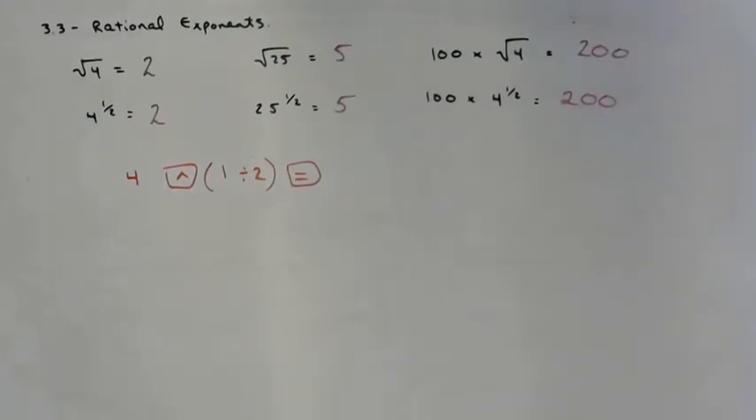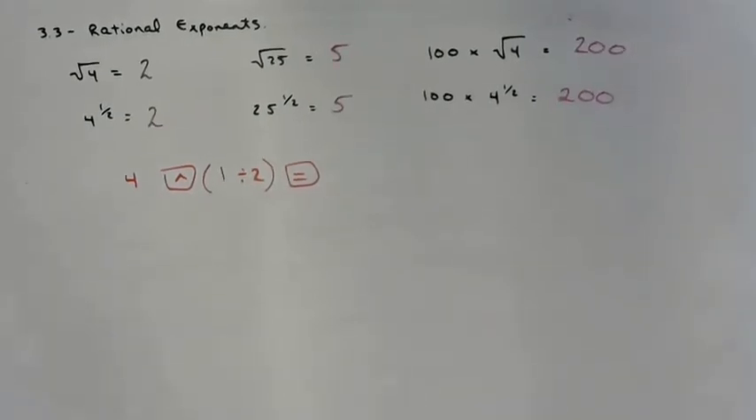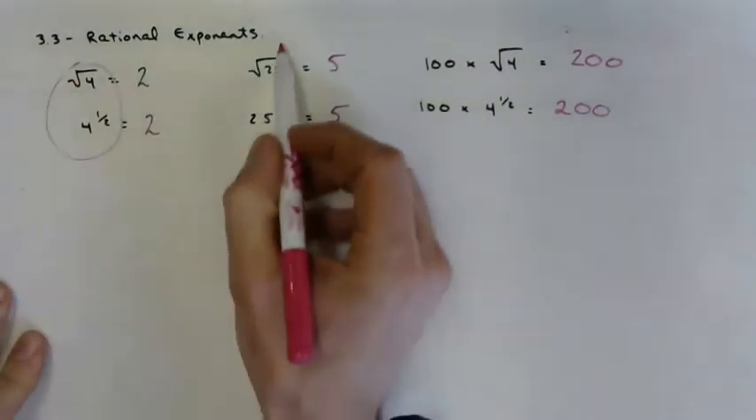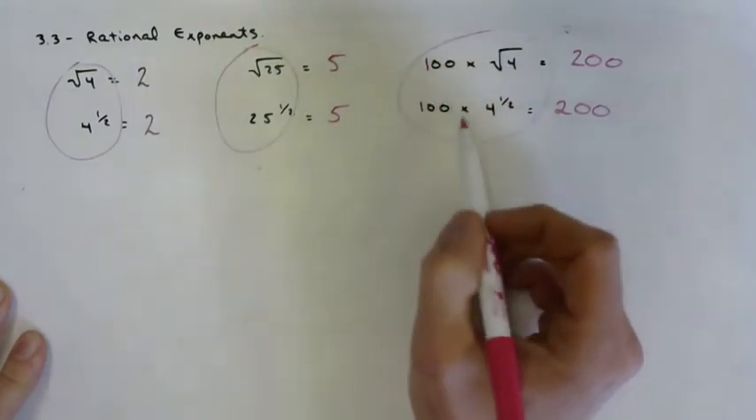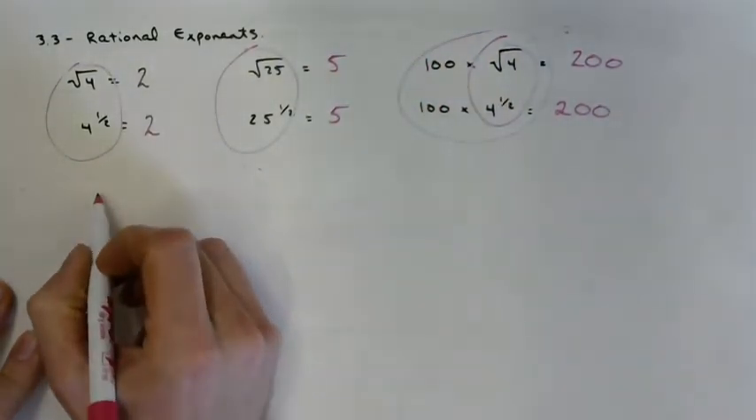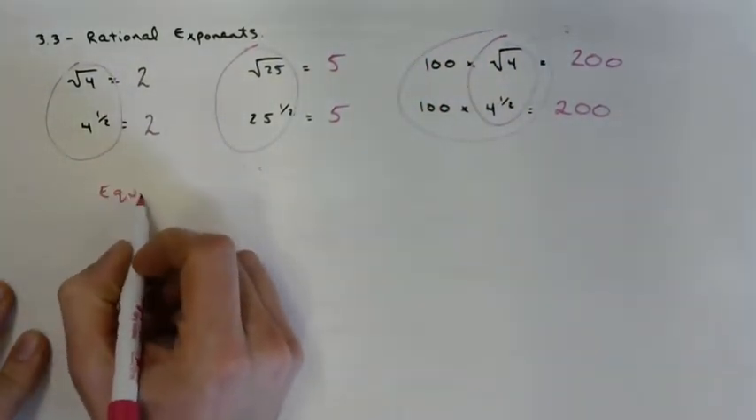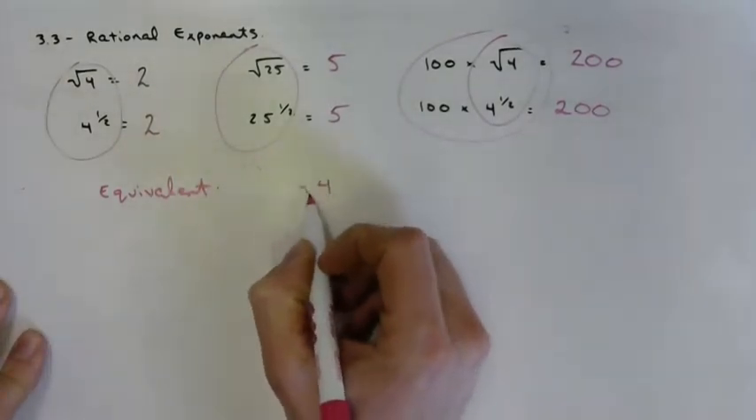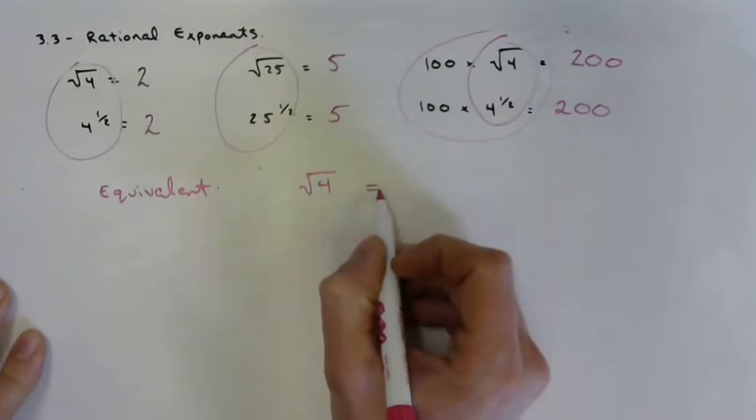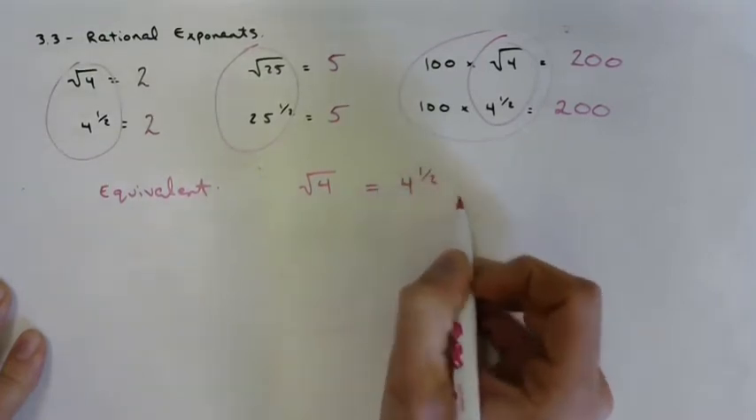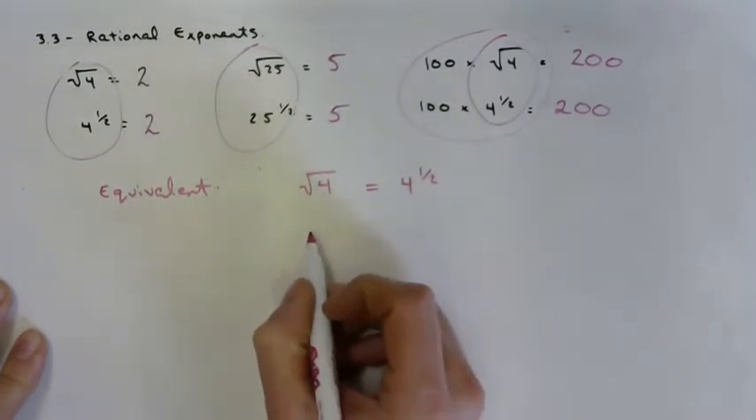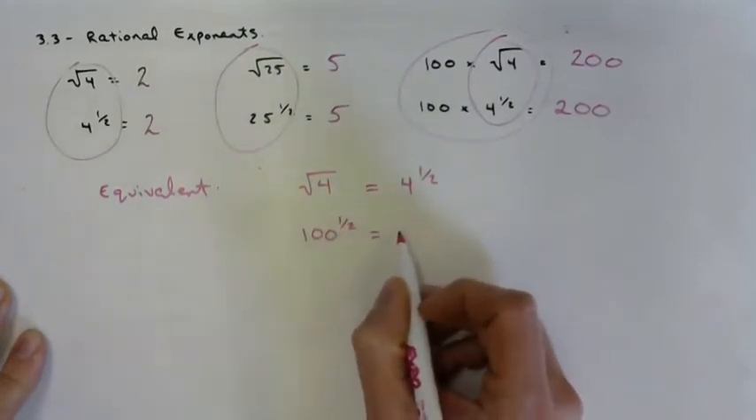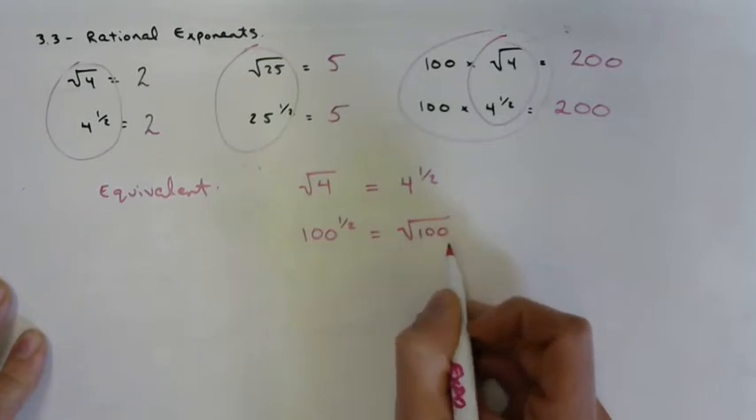Okay, your page should look like this, and what does that tell us about the expressions? What does that tell you about these expressions, and these expressions, and these expressions? They're equal. They're equivalent. That means if you get a situation where you have the square root of 4, you can rewrite it as 4 to the power of 1/2. Or if you get a situation where you have 100 to the power of 1/2, you can rewrite it as the square root of 100.